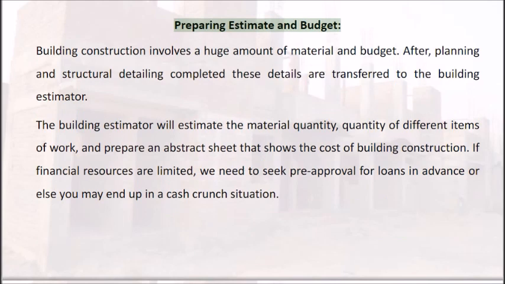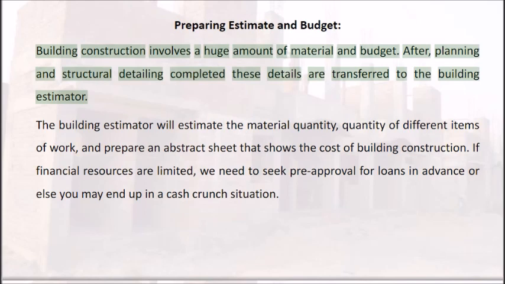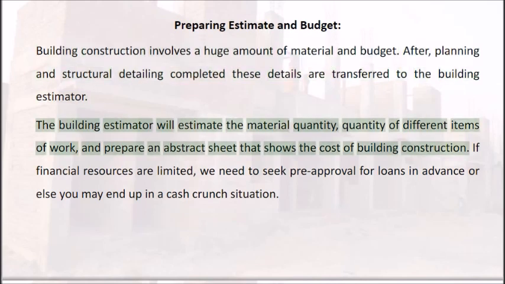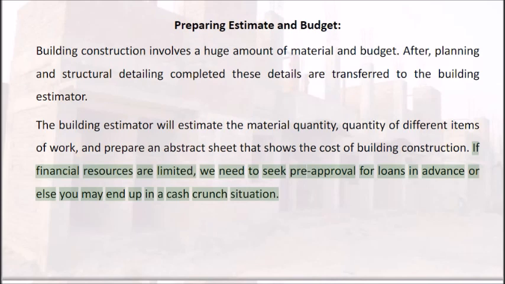Preparing estimate and budget. Building construction involves a huge amount of material and budget. After planning and structural detailing are completed, these details are transferred to the building estimator. The building estimator will estimate the material quantity of different items of work, and prepare an abstract sheet that shows the cost of building construction. If financial resources are limited, we need to seek pre-approval for loans in advance or else you may end up in a cash crunch situation.